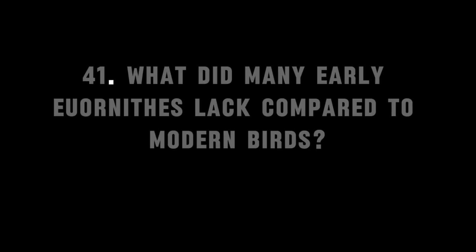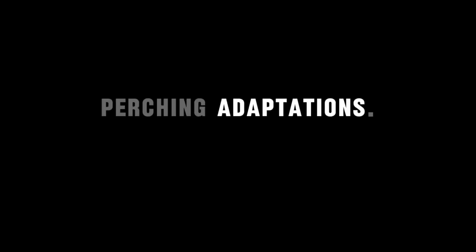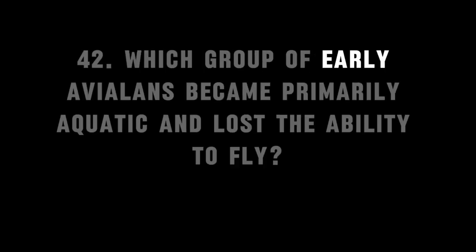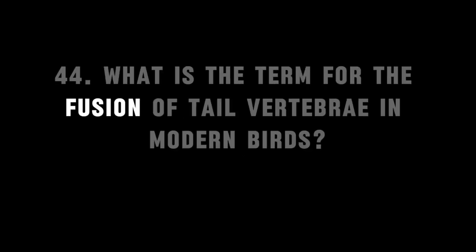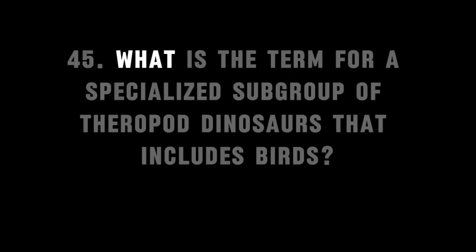40. What is the well-known probable early avian? Archaeopteryx. 41. What did many early Euornithes lack compared to modern birds? Perching adaptations. 42. Which group of early avians became primarily aquatic and lost the ability to fly? Hesperornithiforms. 43. What is the Late Jurassic species known for its transitional features between dinosaurs and birds? Archaeopteryx. 44. What is the term for the fusion of tail vertebrae in modern birds? Pygostyle.